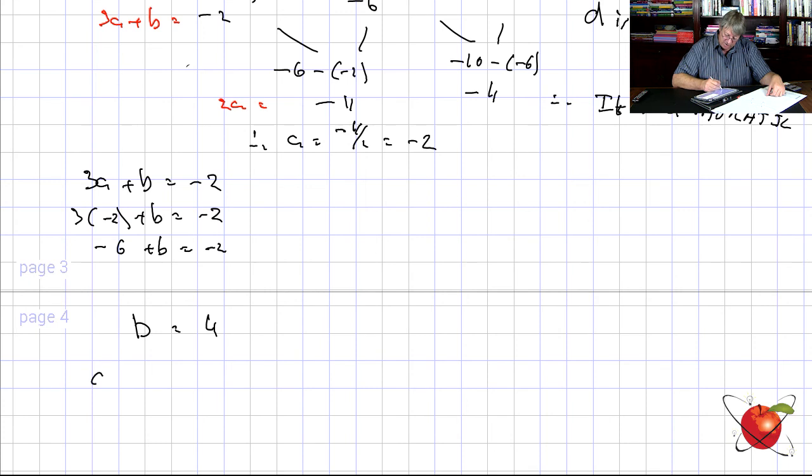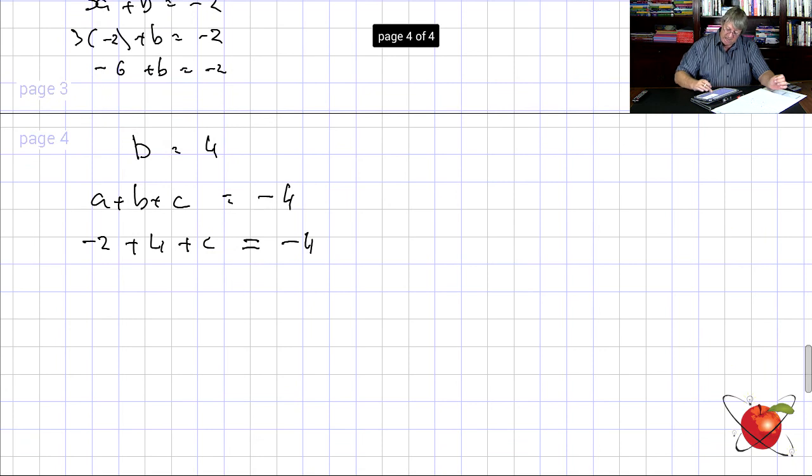And therefore I can go to the last term, a plus b plus c. That must be equal to minus 4. And I can say a is minus 2, plus b is 4, plus c is equal to minus 4. All right. And the last part of this now is I say, therefore, c equals minus 6.